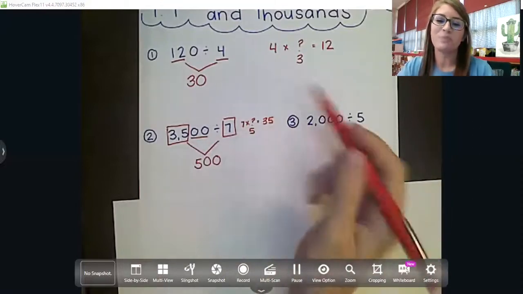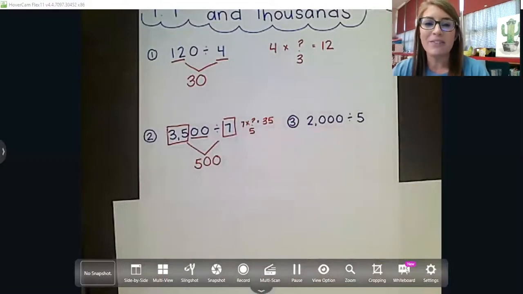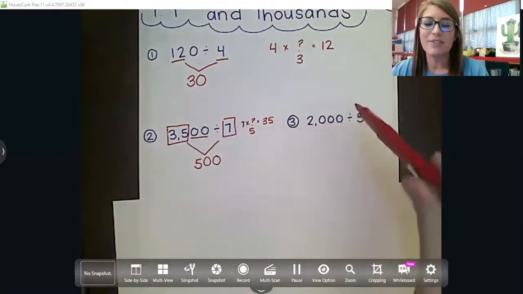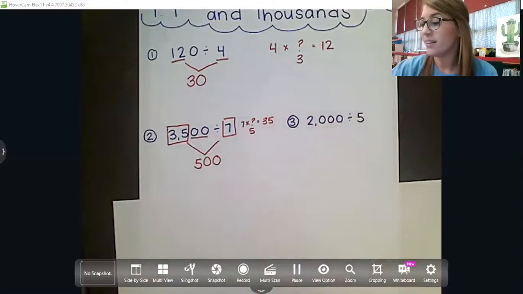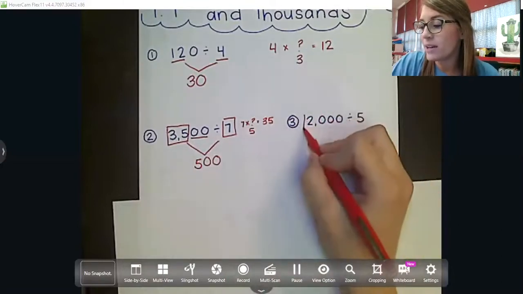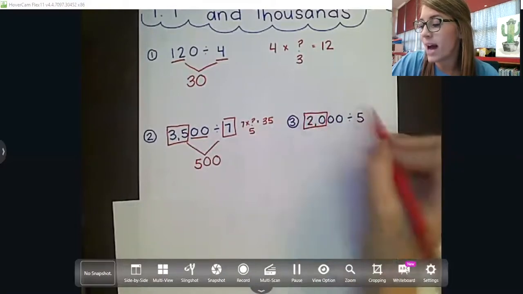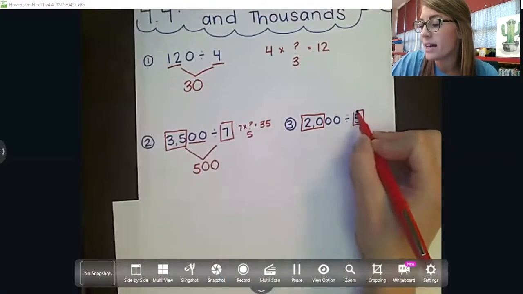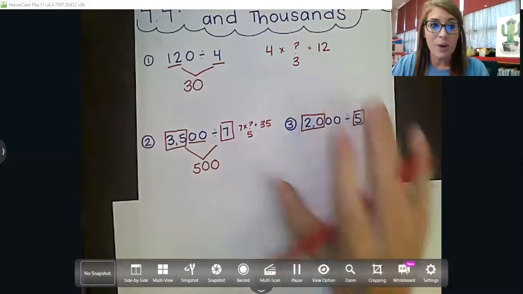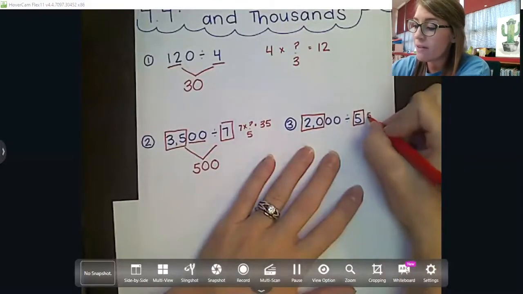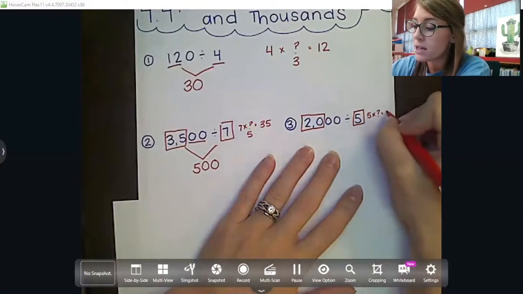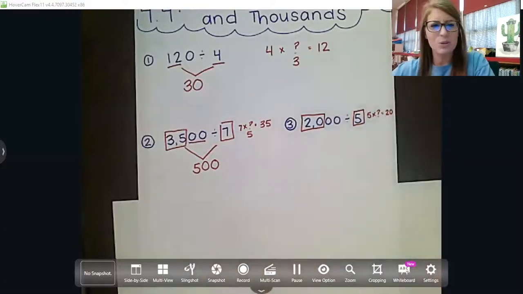All right, let's look at number 3. Help me with this one. All right, what basic fact do you see in 2,000 divided by 5? Good, very good. 20 divided by 5. And again, if your brain's not ready to think 20 divided by 5, just think of it as 5 times what equals 20?